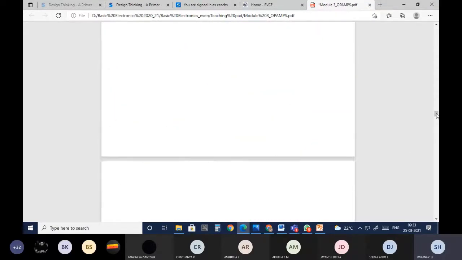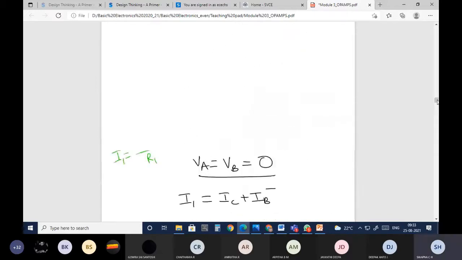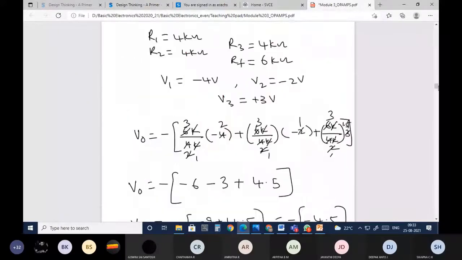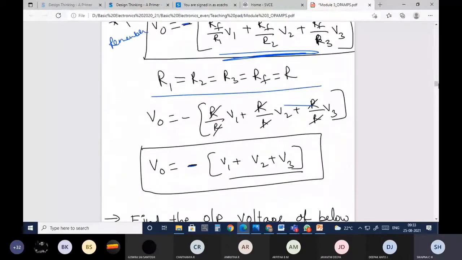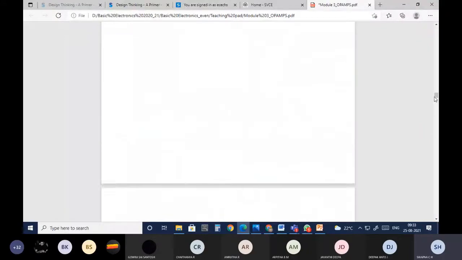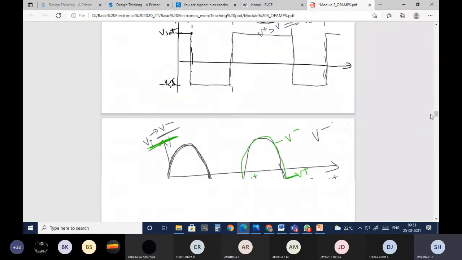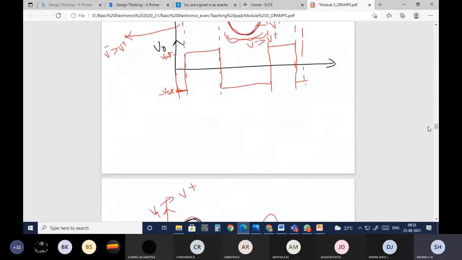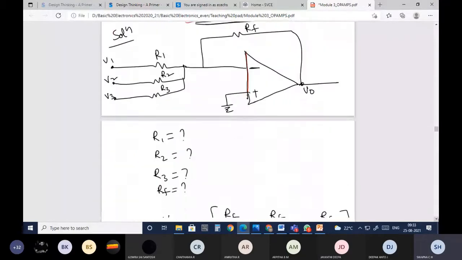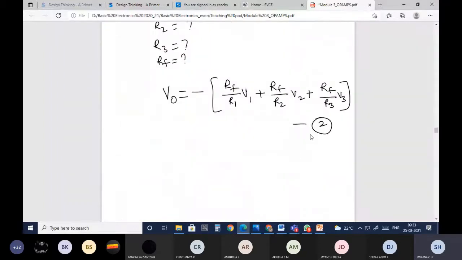If you want, I'll just show you the adder circuit. I told you to remember this equation, right? So this is the equation: minus of RF by R1 into V1 plus RF by R2 into V2 plus RF by R3 into V3. Okay, so the same equation I've written here. Now I have to compare this. I'll name this equation 1 and this equation 2. Compare equation 1 and 2.